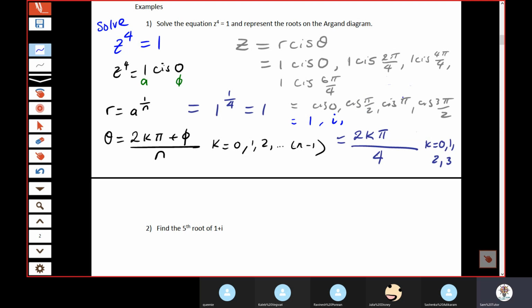So do the same thing again. Cos 180. I think I know the answers. It should be something like that. Just double check. Is it required that we simplify all of this, or do we just leave it in cis form?